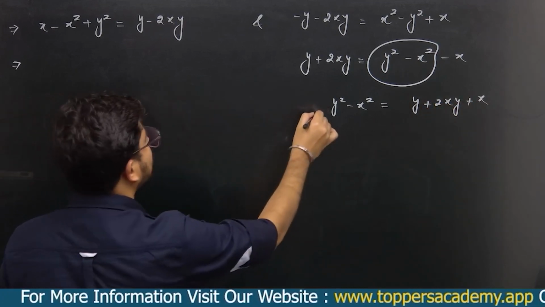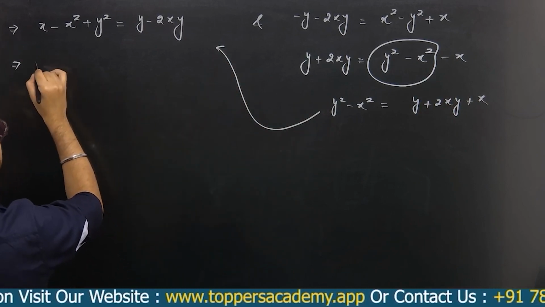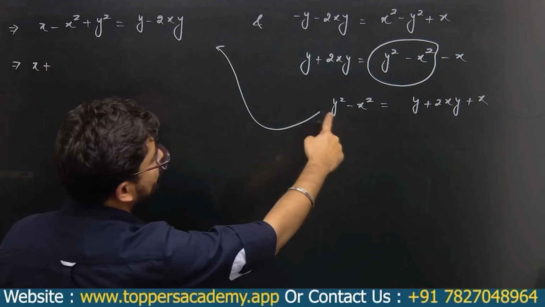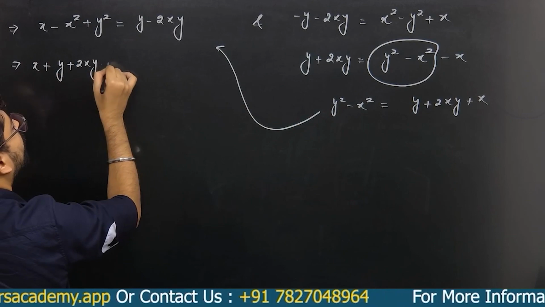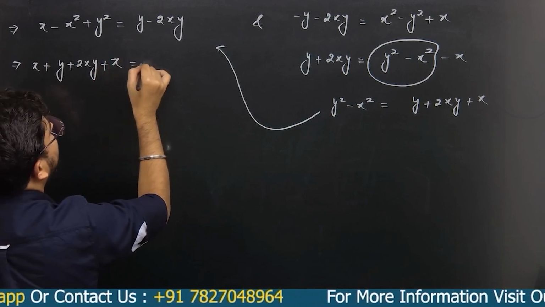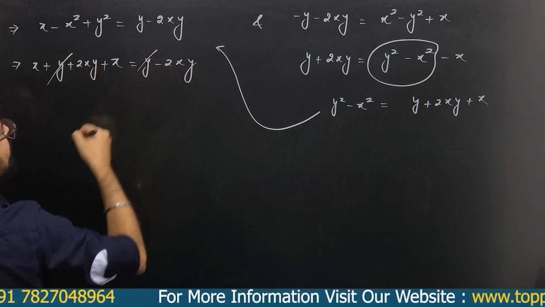Okay. Now put this value in this equation. So when you put in this equation, you will get what? x plus y square minus x square, and this is y plus 2xy plus x, and that thing is y minus 2xy. Okay, so you can cancel y with y, so you will get what?